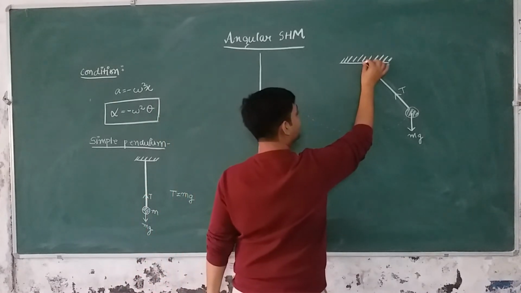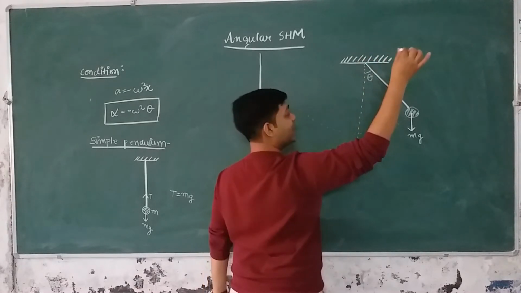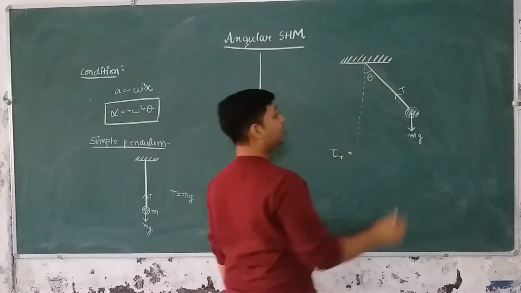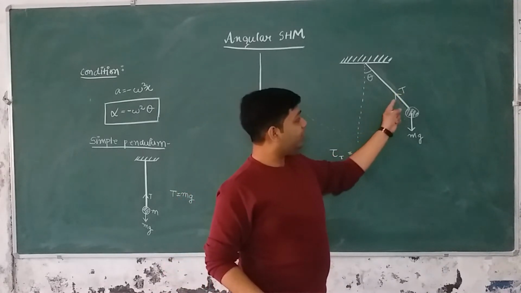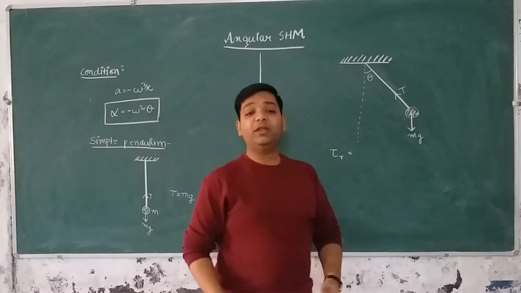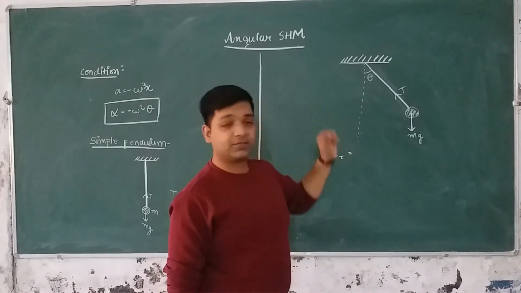So the axis of rotation will be like this, right? This will be the axis of rotation coming out of the board. So now, if we want to see the torque due to this tension T, what do we need? What is the formula for torque? Force into perpendicular distance from the axis of rotation.